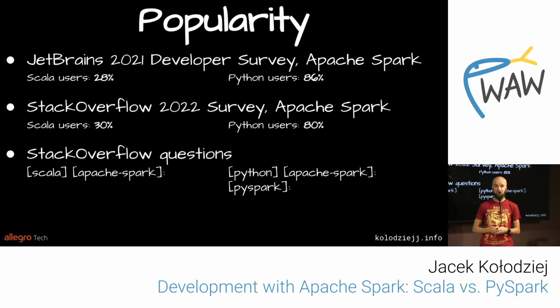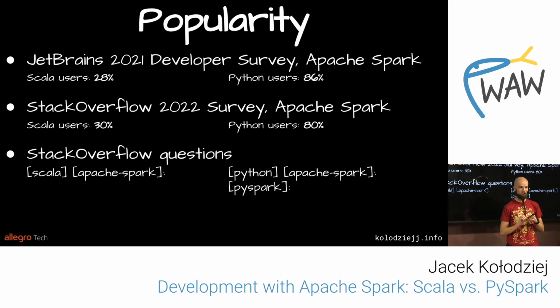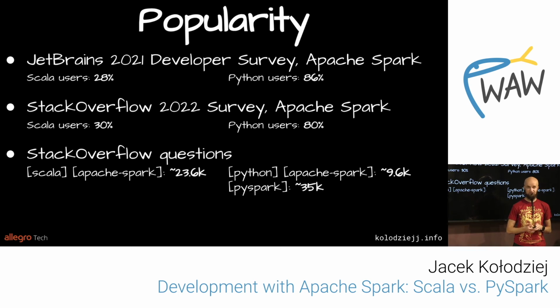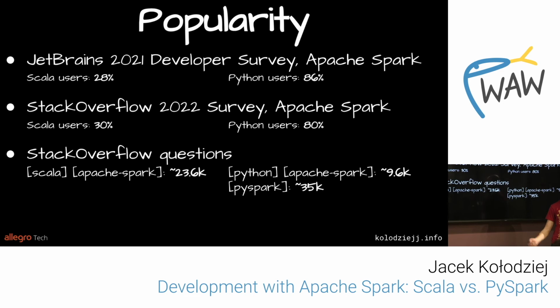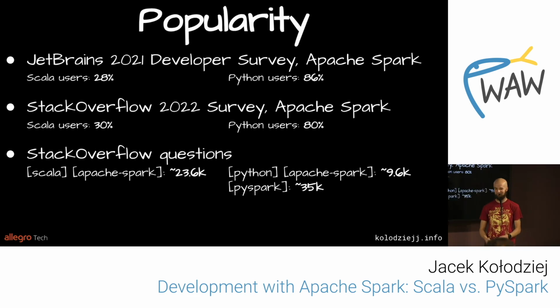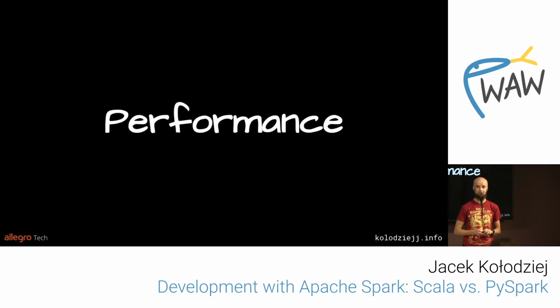I also counted Stack Overflow questions, looking by those tags, and the only thing that it helps me think is that I will have no real trouble getting support for either. So yeah, that's it for popularity. Maybe if I would use some very niche language, but I can't with Apache Spark.